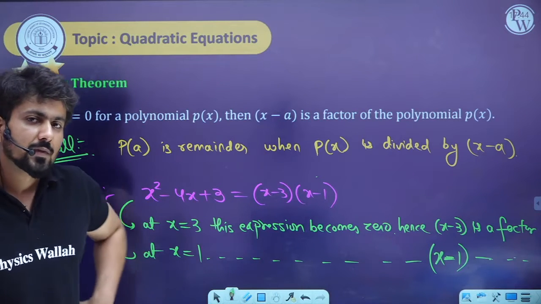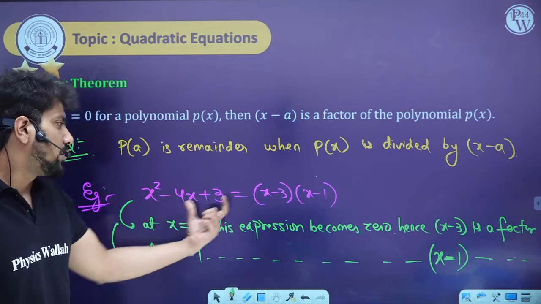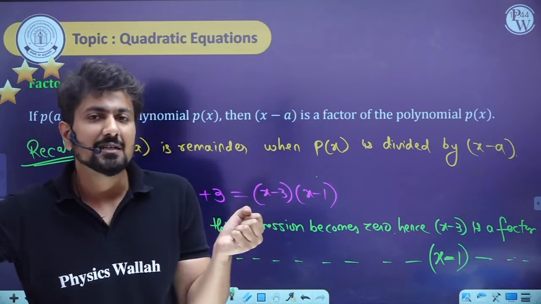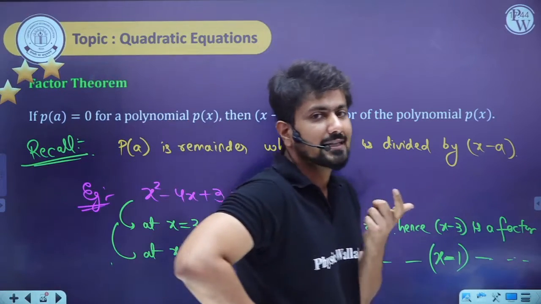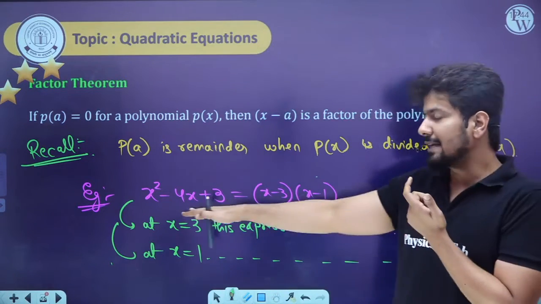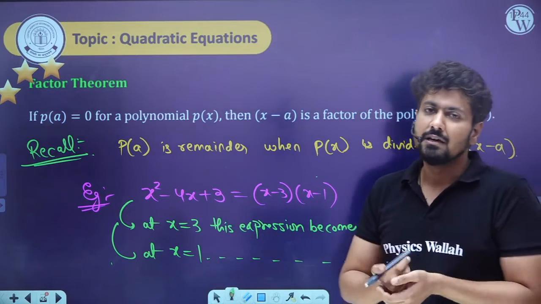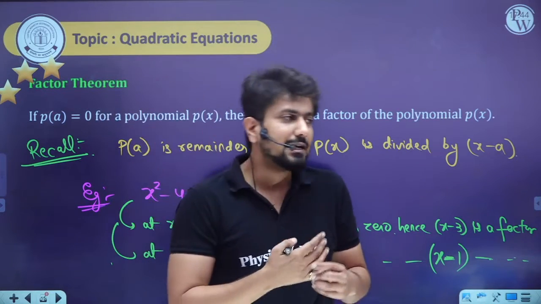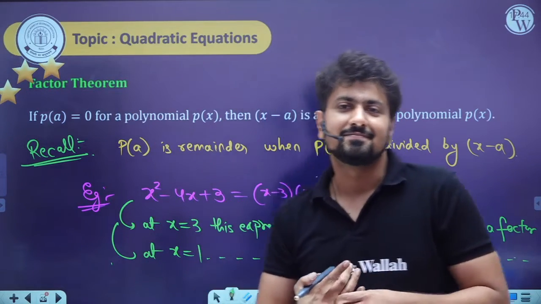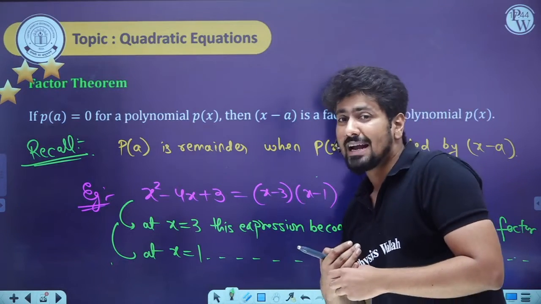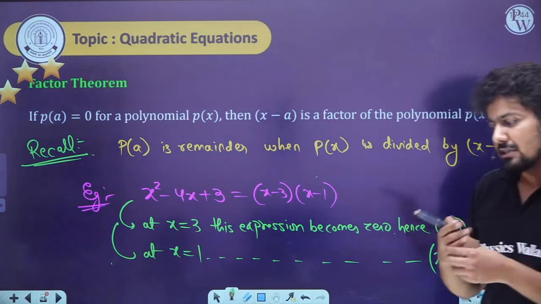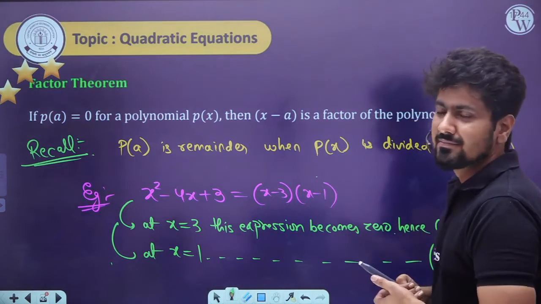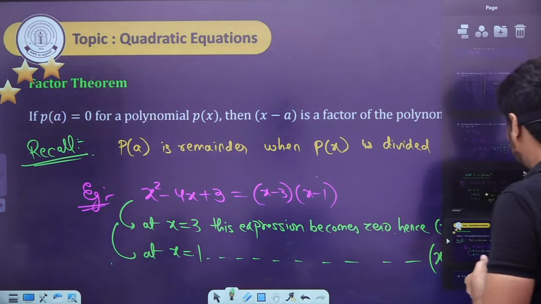Okay. Got it? So that's how I can factorize this. If I know at what values of x the expression is becoming 0, I can find the factors of that expression. Because this is a quadratic expression, there are 2 factors. If this is a cubic expression, there will be 3 factors. Okay, degree 4 expression, there will be 4 factors. So depending upon at what value of x this expression is becoming 0, that will be the factors of that expression. Clear? Super clear?